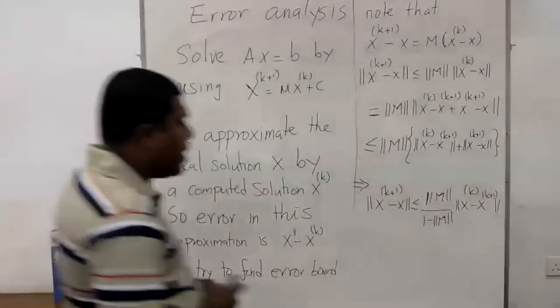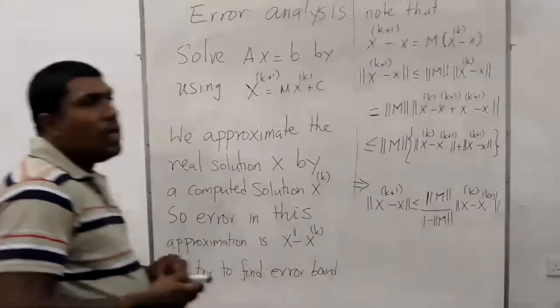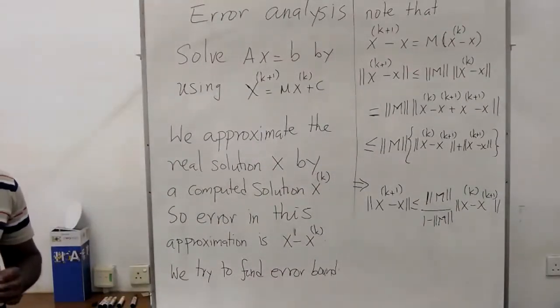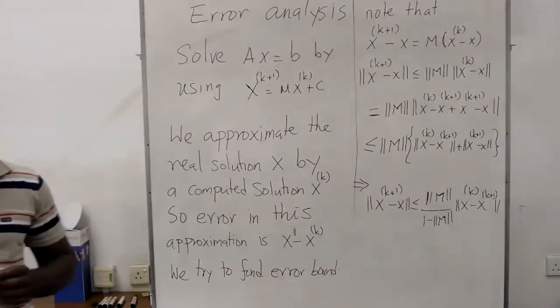So this is true, and this one is the size of the vector xk minus xk plus 1, right? So the distance between the two successive iterations.